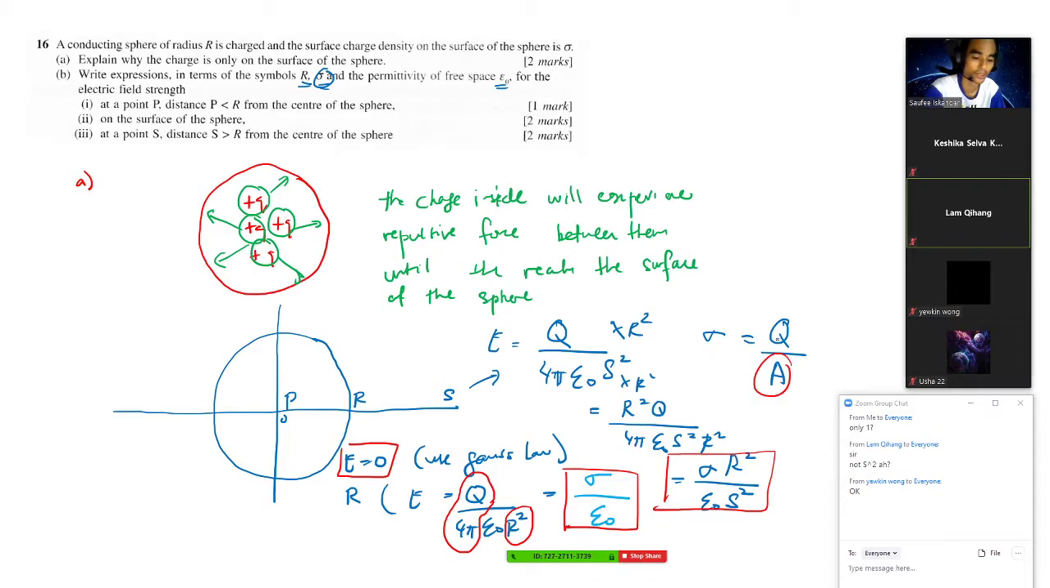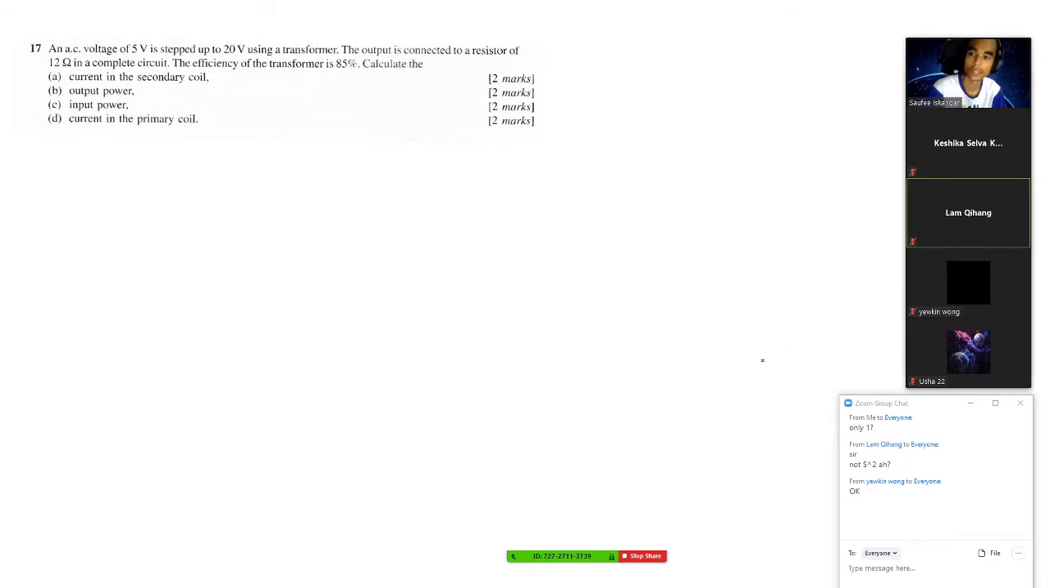Nope. Okay. So we proceed to question number 17. An AC voltage is 5 volts. 5 volts is stepped up to 20 volts using a transformer, so it's a step up transformer. The output is connected to a resistor of 12 ohm in a complete circuit. The efficiency of the transformer is 85%. Calculate the current in the secondary coil.